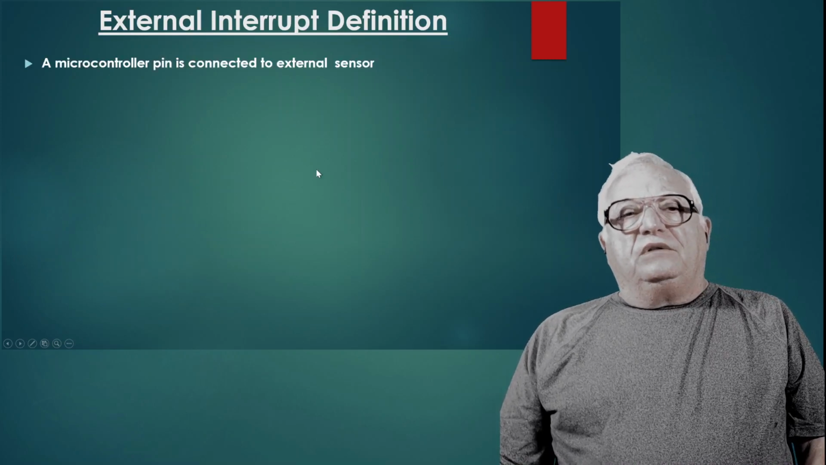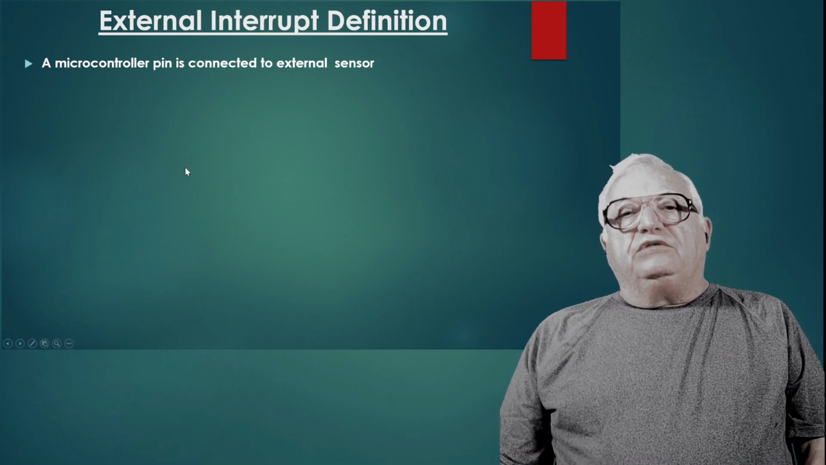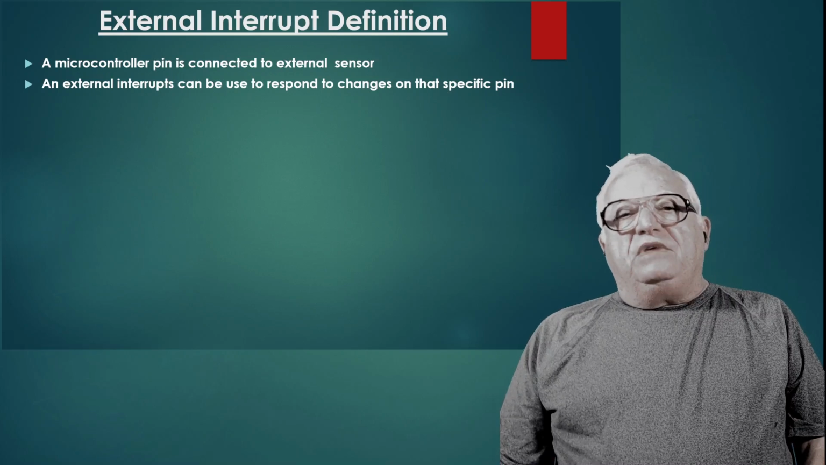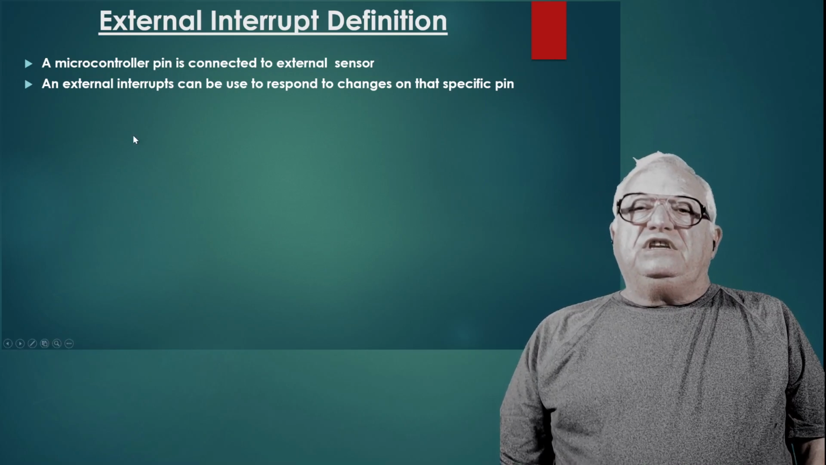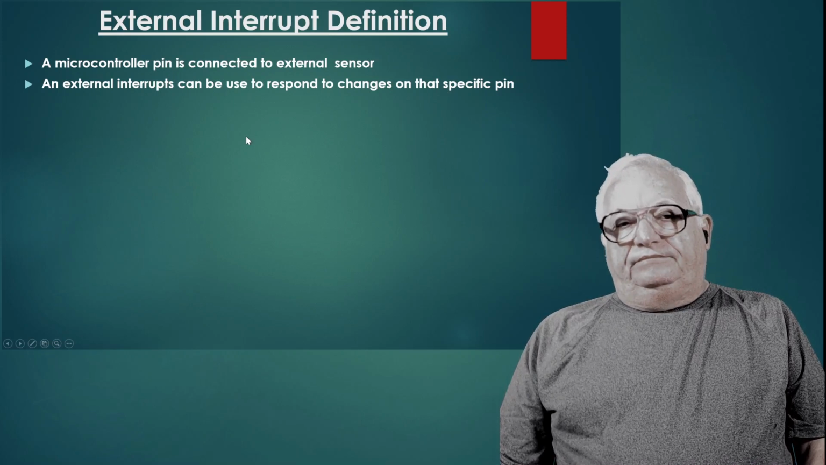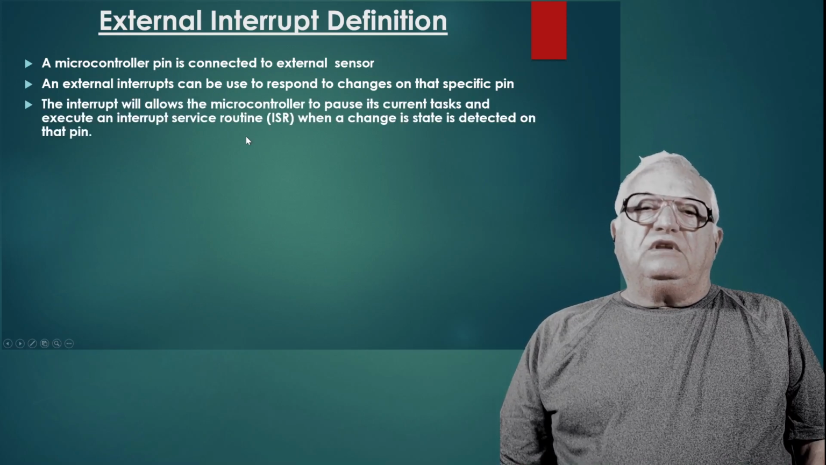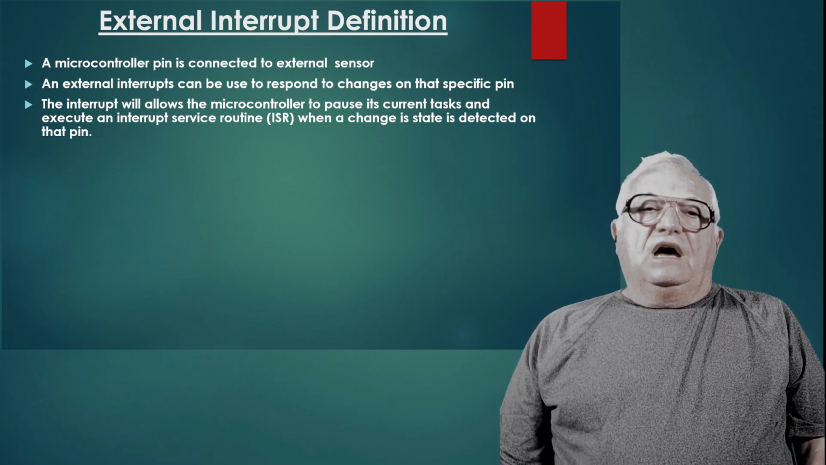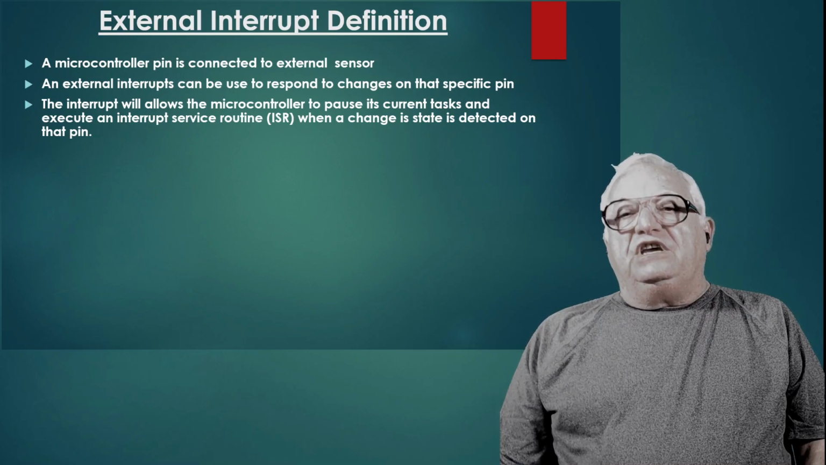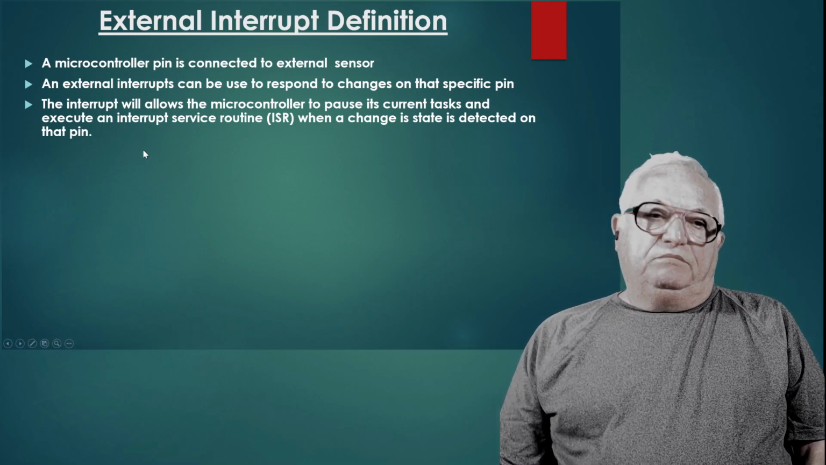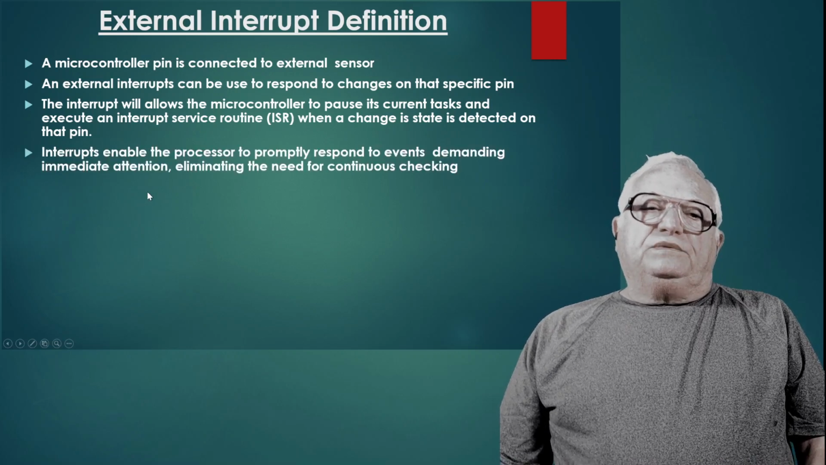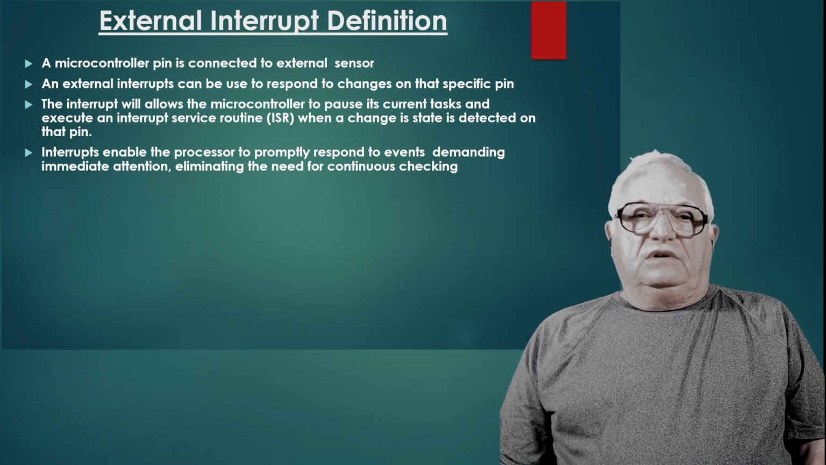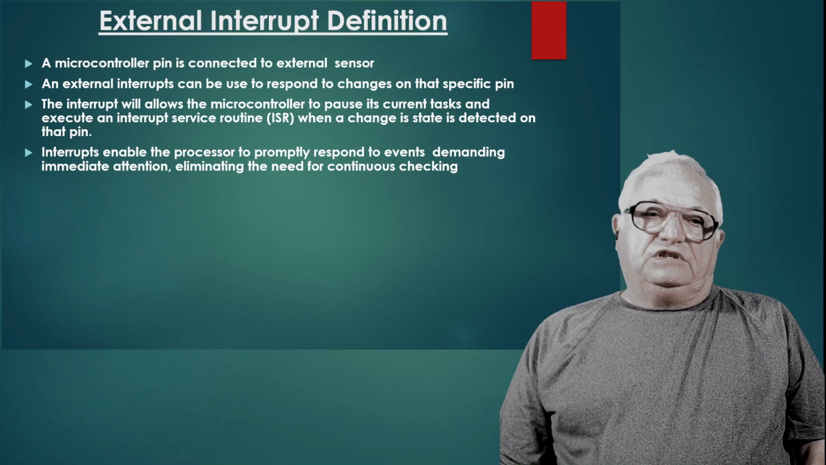Let's assume that the microcontroller is connected to an external sensor. An external interrupt can be used to respond to a change on that specific pin. The interrupt will allow the microcontroller to pause its current task and execute an interrupt service routine when a change in the state is detected on that pin. Interrupts enable the processor to promptly respond to events demanding immediate attention, eliminating the need for continuous checking.